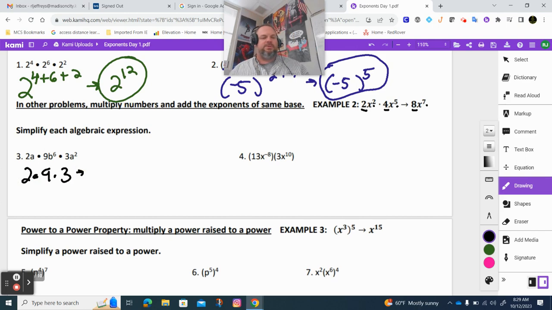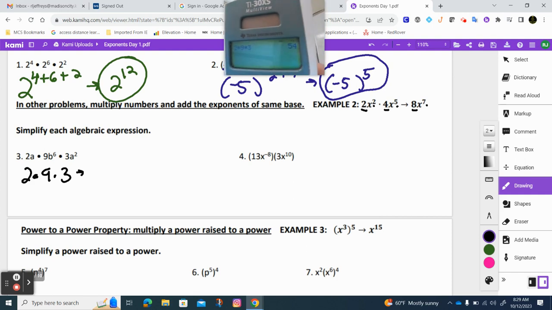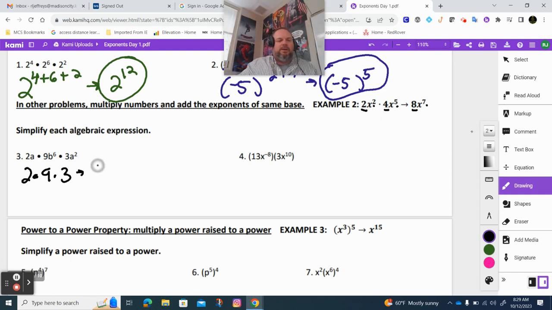All right. So 2 times 9 times 3 is 54. All right. So, it looks like we have a to the first and a to the second. So what's 1 plus 2? 3. Awesome. And there's no other b's, so we're just going to put it all together now.